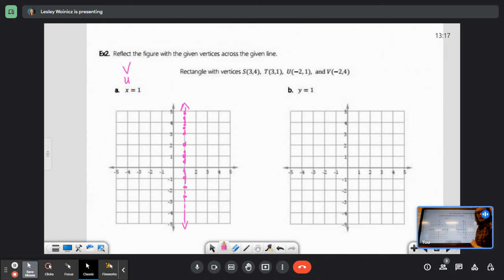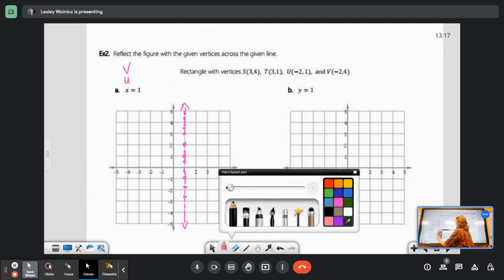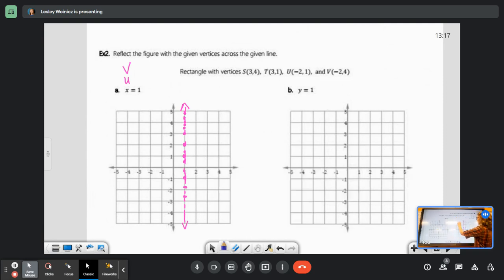And then we'll go ahead and graph our rectangle. S is at (3, 4). That's here. T is at (3, 1). U is at (-2, 1). And V is at (-2, 4). So if yours does not look very rectangular, go back and fix it. Okay, there's my little rectangle.